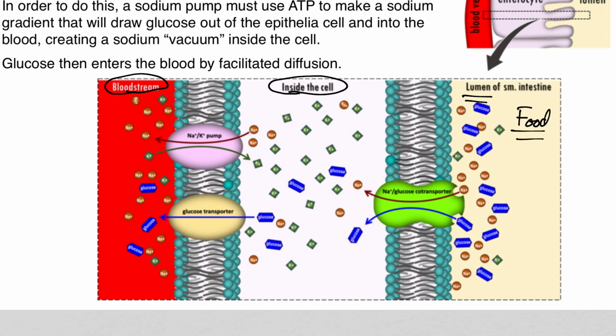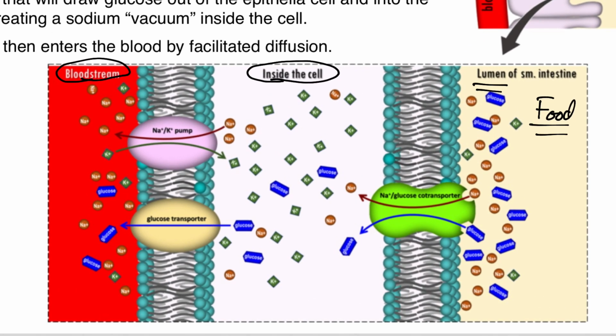Now, the problem is, it's not enough to just let these molecules move by diffusion. The reason is, diffusion will only go until you reach equilibrium. So, as an example, if you let these glucose molecules move simply by diffusion, they would keep moving this way until the concentration in the lumen and the concentration in the blood were equal. We don't want that, because that means we're leaving a bunch of glucose in the small intestine and not absorbing it.